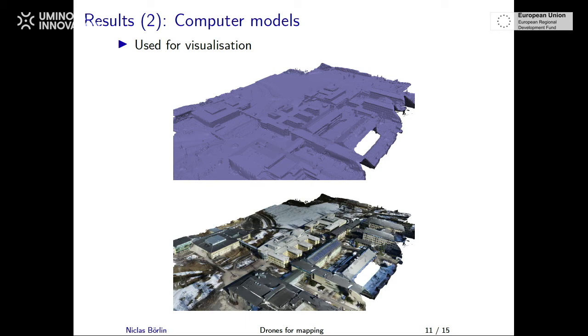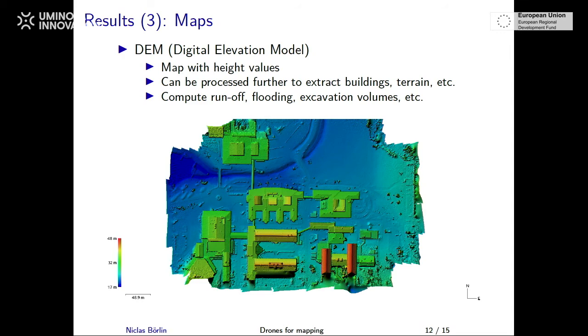Other applications, you want to visualize this together with other models of nearby buildings or things like that. But the third output, and the one that is perhaps the most important, are the maps. And what you briefly saw there, the color-coded image, is a map.